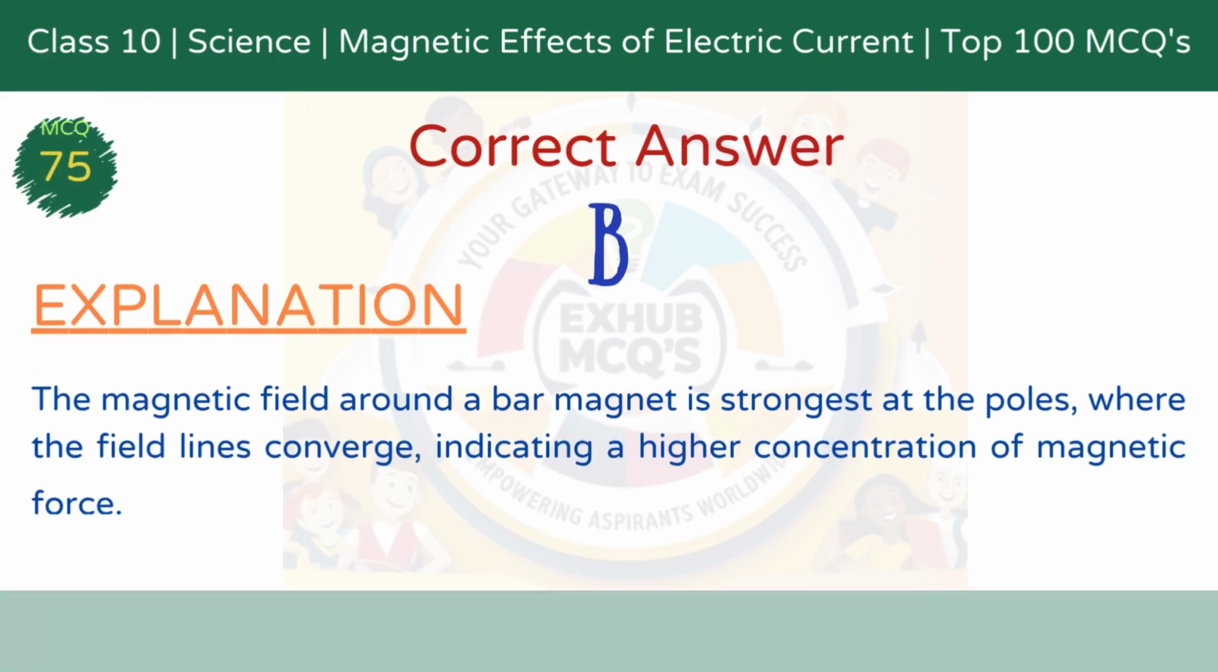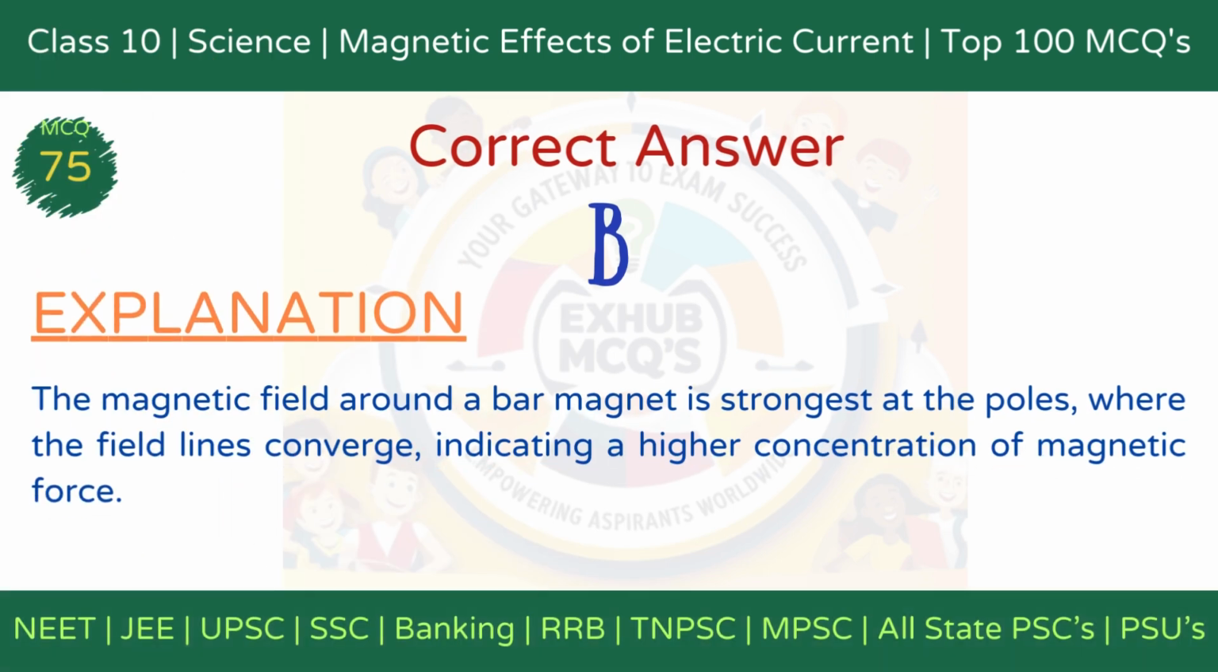The correct answer is option B, strongest at the poles. Explanation. The magnetic field around a bar magnet is strongest at the poles, where the field lines converge, indicating a higher concentration of magnetic force.